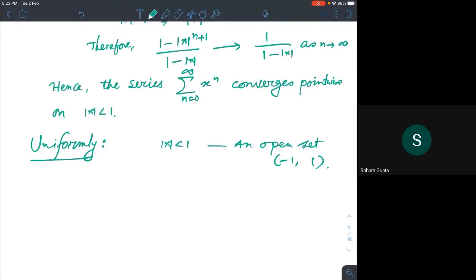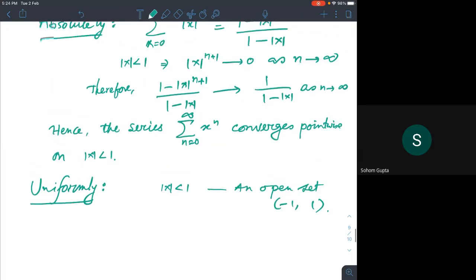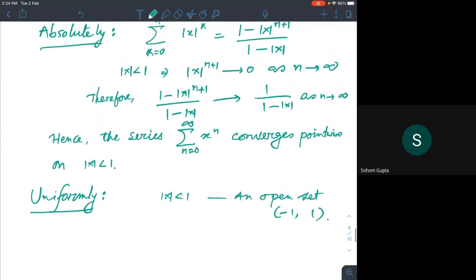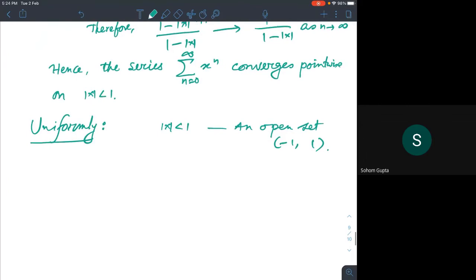That doesn't prove that it converges for mod x less than 1 minus delta. If we take 1 minus delta, then the supremum, the value of Mn, is 1 minus delta. So 1 over 1 minus delta converges, because 1 minus delta lies strictly between 0 and 1. So it's a convergence. Right.